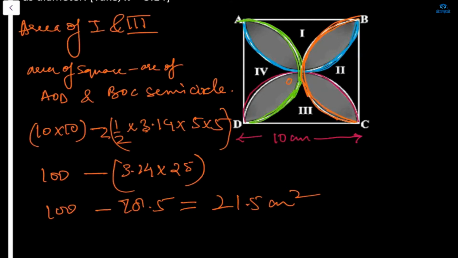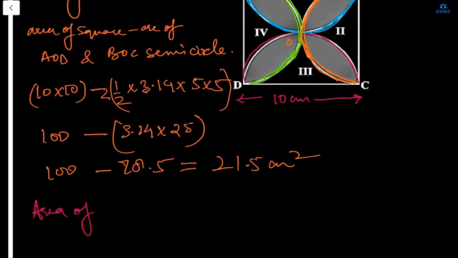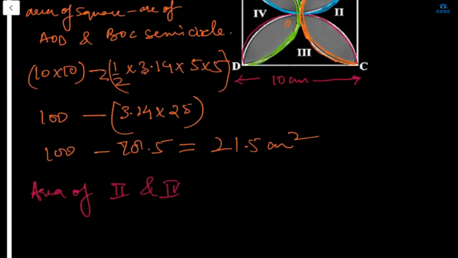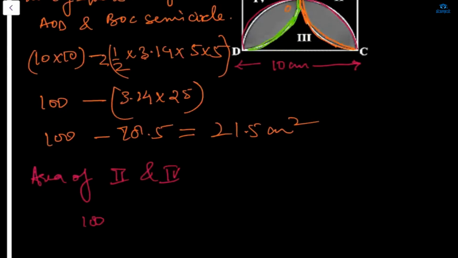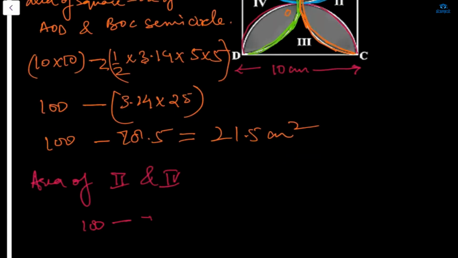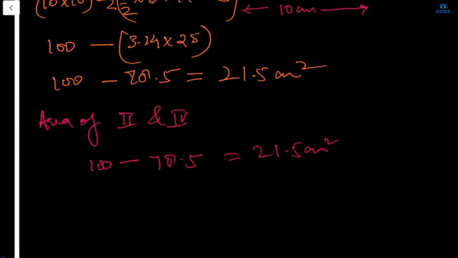So we have already calculated the area of first and third. In the same way, we are going to calculate the area of second and fourth by subtracting from the area of the complete square the area of 2 semicircles, that is AOB and DOC, the pink color and the blue color. Area of second and fourth equals what? Area of square, that is 100, minus area of the 2 semicircles, that will again be 78.5. And it will give you 21.5 centimeter square. Okay, understood? Any doubt?